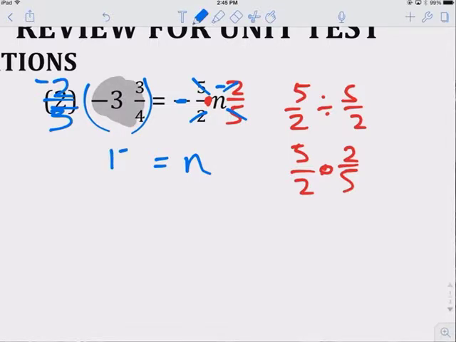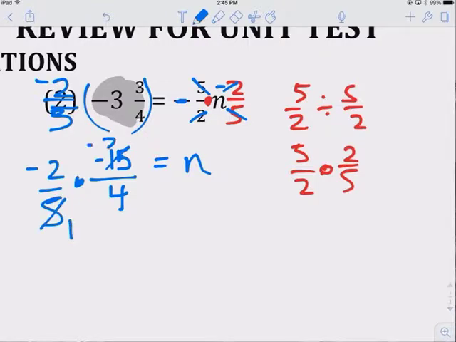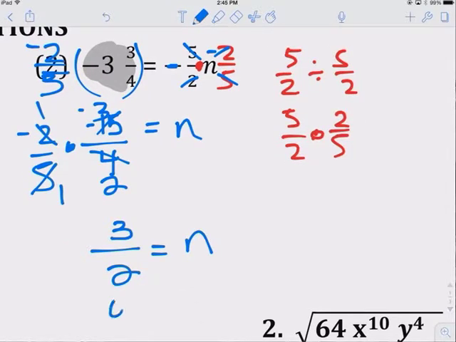Improper. Yeah, so we got negative 15 over 4 times that negative 2 over 5. Cancel out. 1 and negative 3. 1 and 2. So you get negative 3. Oh, positive, right? Yes. Because a negative and a negative is a positive. Over 2 equals n. Or 2 goes into 3 once, yes?